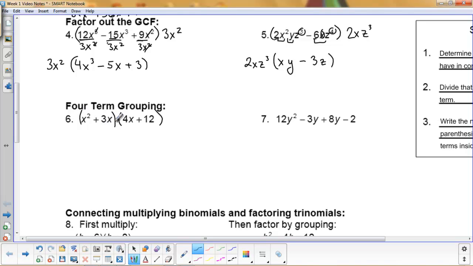So if I go ahead and group the first 2 terms together, you'll see that there is a greatest common factor of x, leaving me x plus 3 in the first group.